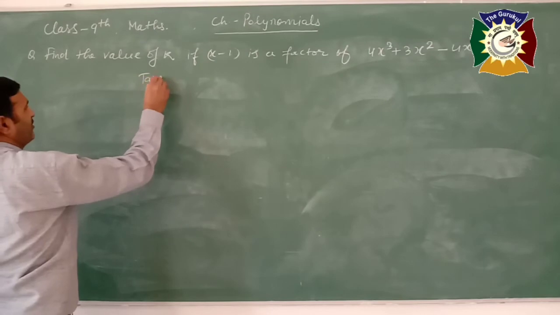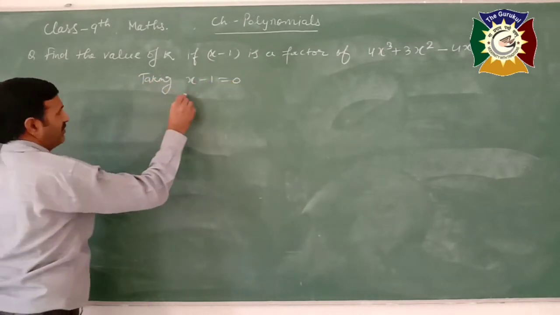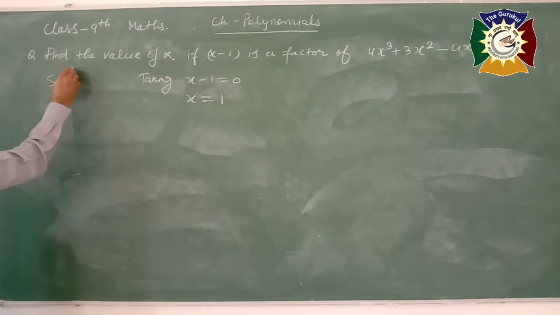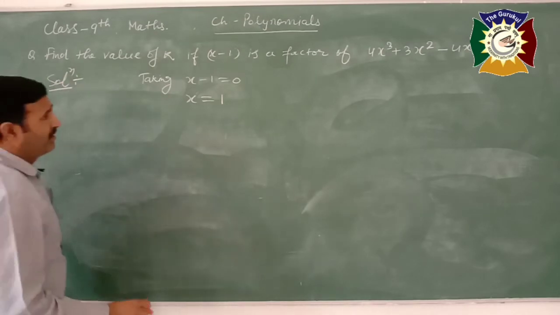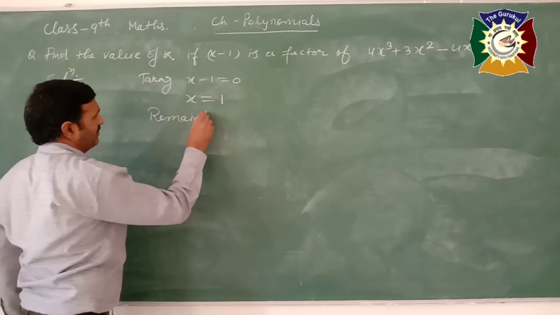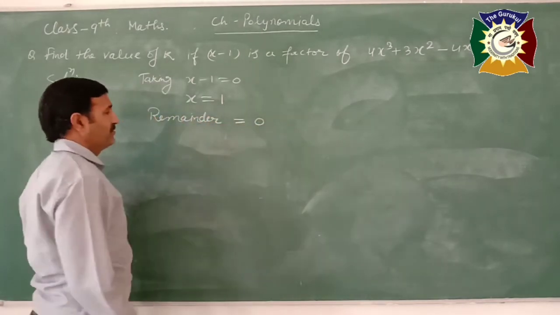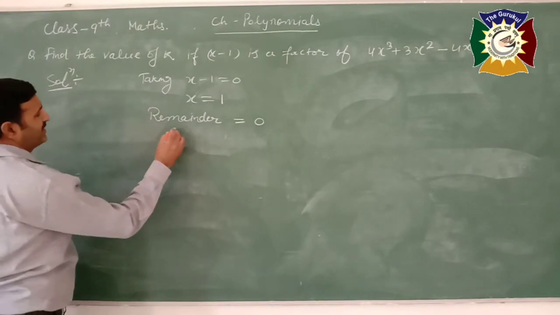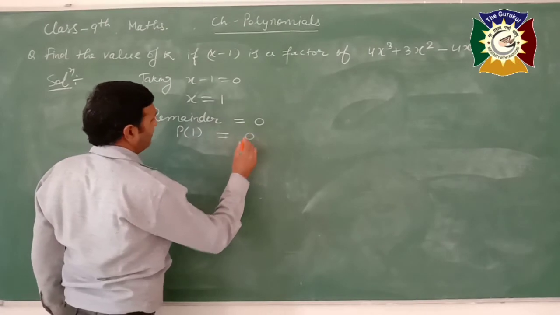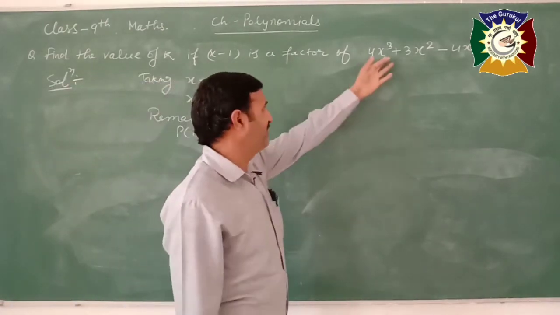Taking the linear polynomial, x minus 1 is 0. We got the value of x as 1. So the remainder in this case should be 0. And how can we find the remainder? Directly by the remainder theorem. Put the value of x, this 1, in the given polynomial.